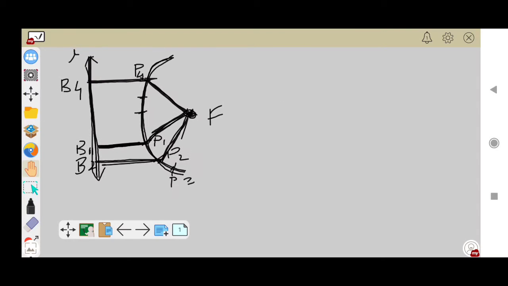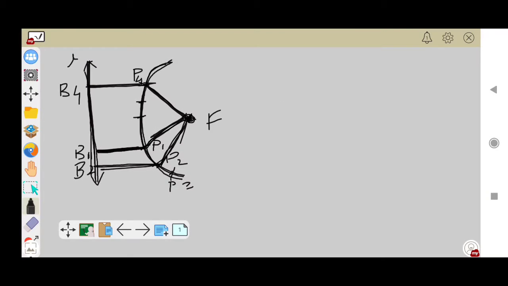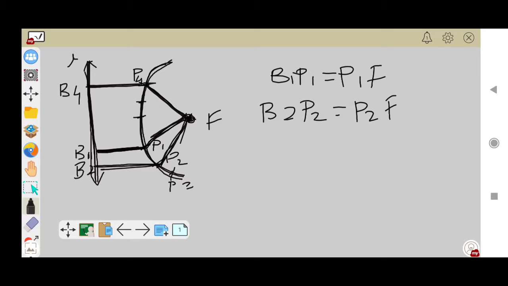Let me write here. B1P1 is the same as P1F. B2P2 is the same as P2F. B4P4 is the same as P4F. Sorry. So this is a parabola.